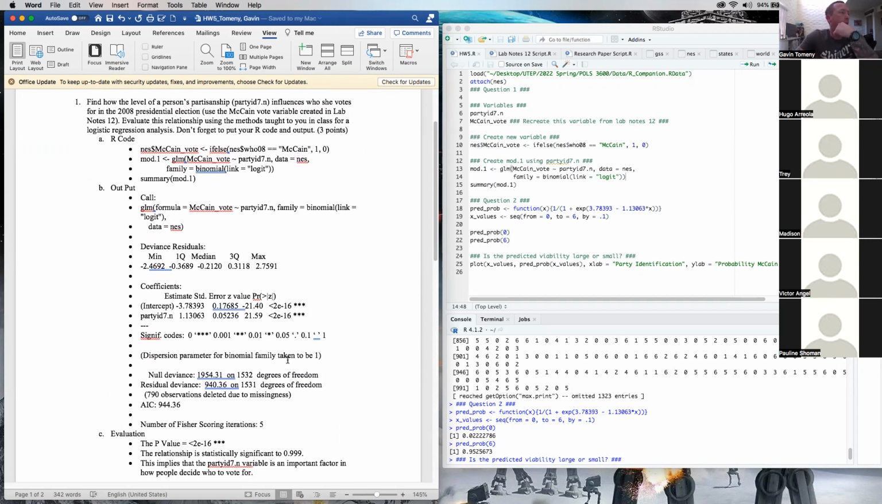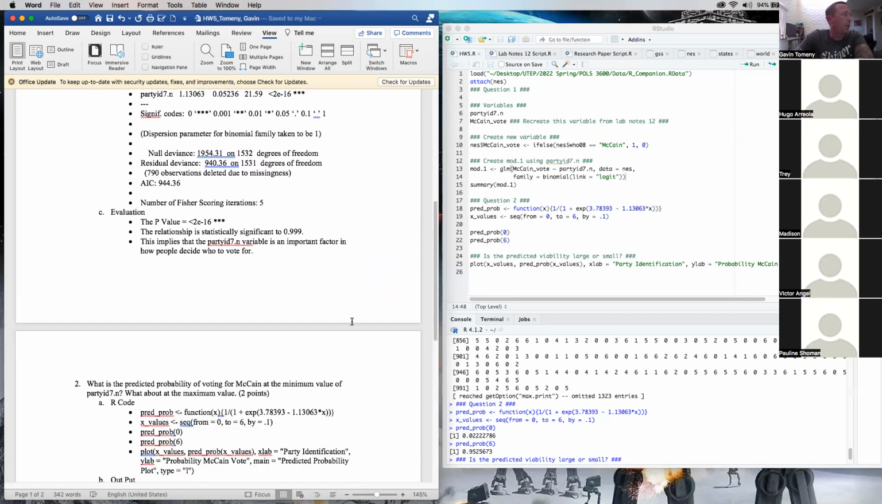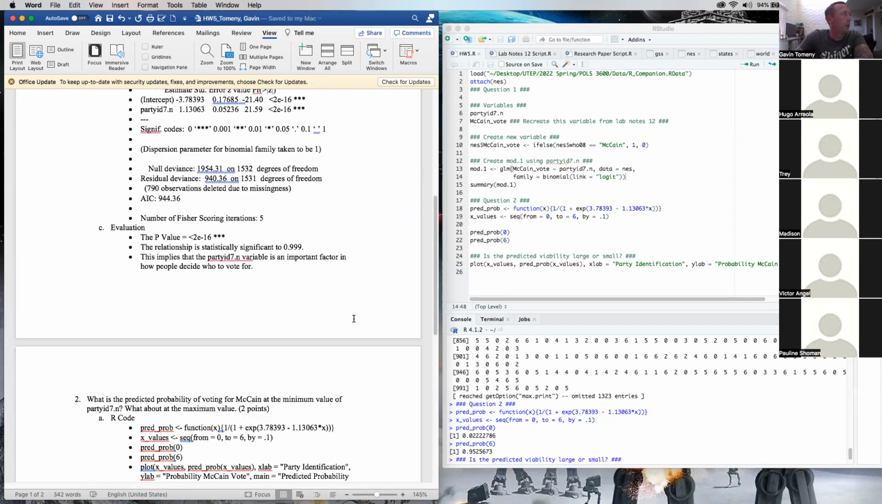I do have a question. Okay. Just as a refresher, so the McCain vote variable, that's our Y, right? Correct. Okay, and then the party ID 7s are X. Yep. Okay, just making sure. Thanks. Not a problem. Any other questions? I'm good so far. All right, cool.